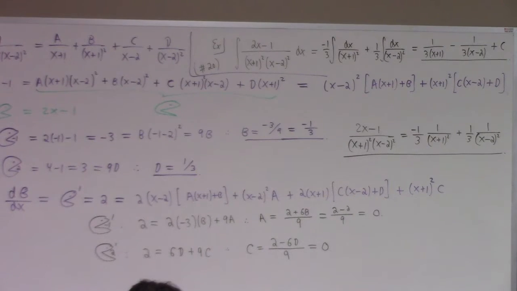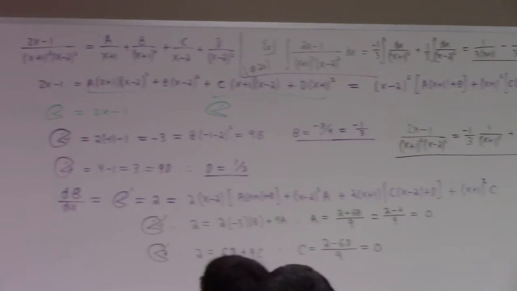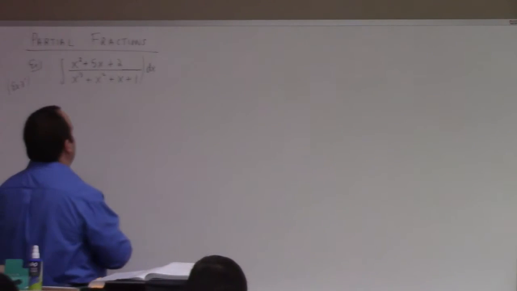Moral of the story, folks, is if there's a repeated factor, it requires work. I mean, there's kind of no way around it. You either got to differentiate and plug in, or multiply it out and equate coefficients. But one way or the other, there's work to do. Distinct roots are so much easier. This one's kind of a mix.